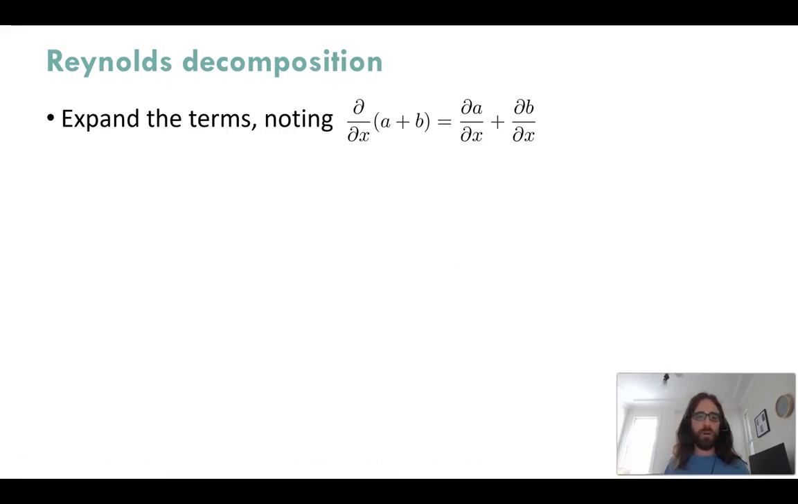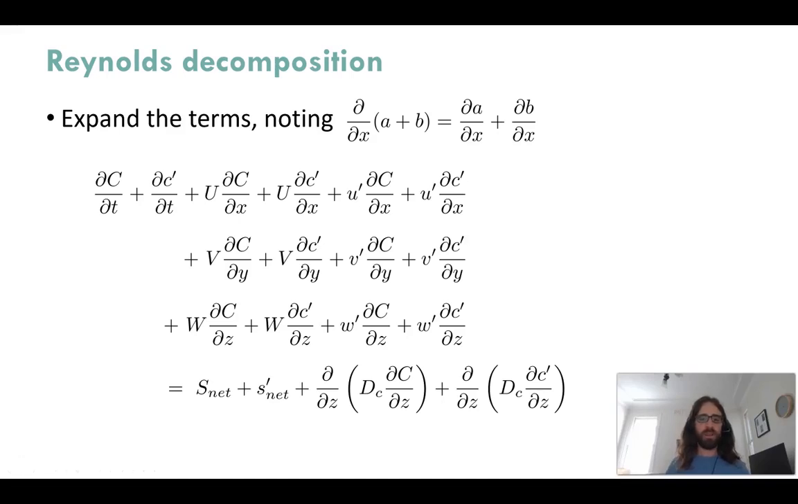What we need to do now is expand our equations even further, noting that all of these derivatives of a mean and a fluctuating component can be separated into the derivative of the mean component and a derivative of a fluctuating component. And what you end up with is this even more expanded version of the equation. Now we have a number of different terms.